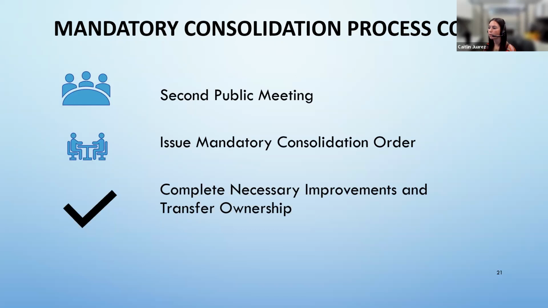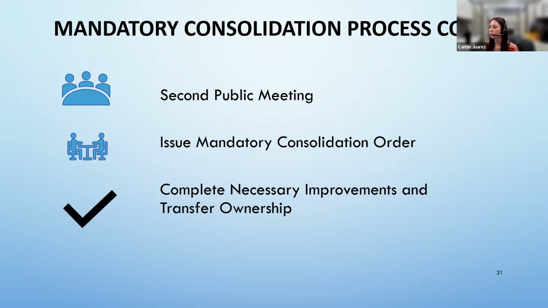Some of those findings are that the subsumed system has failed to provide an adequate supply of safe drinking water, and reasonable efforts to negotiate consolidation have been made. We want to make sure that there are no pending LAFCO actions or water rights issues, and that consolidation is economically feasible and cost effective. These are the major milestones that have to occur in order for the state to issue a mandatory consolidation order.